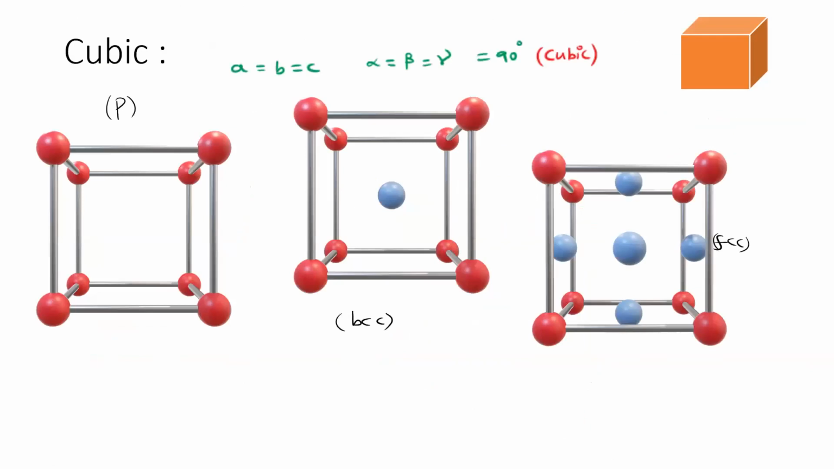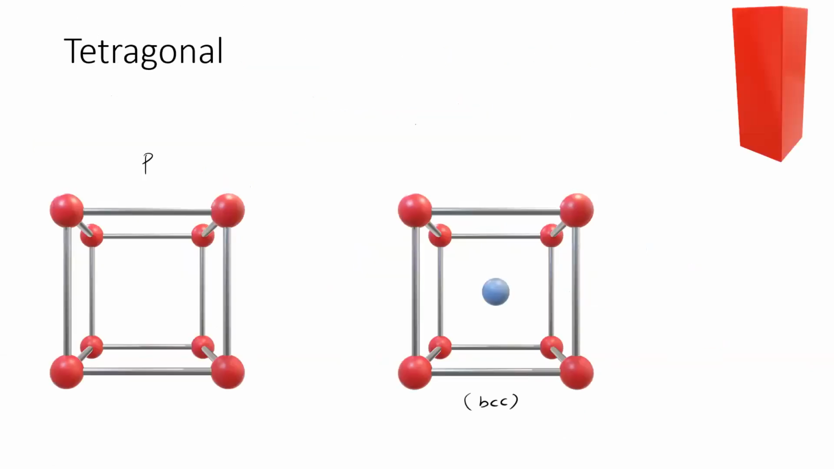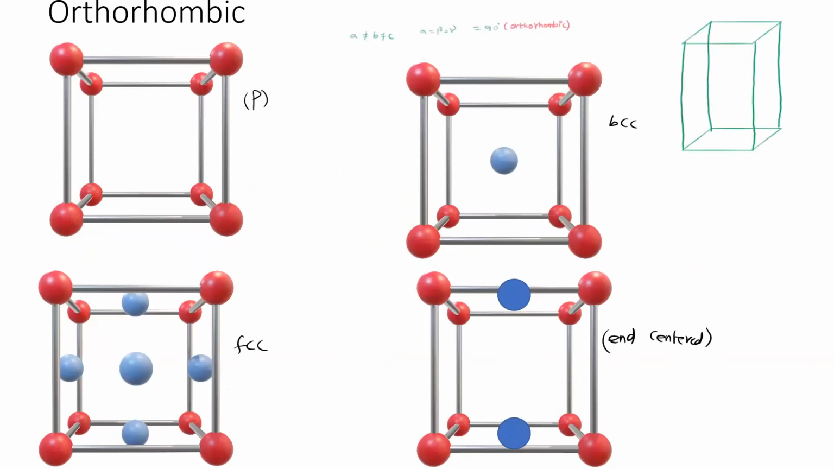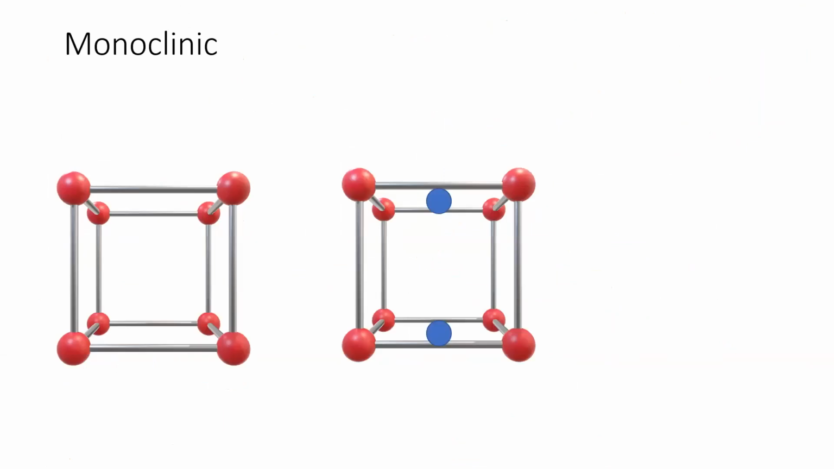Cubic unit cell, we have 3 categories: primitive, body centered, face centered. End centered is not possible. The arrangement is not like that. Only orthorhombic will have all the 4 possibilities. Then monoclinic, it will be like this, only primitive as well as end-centered unit cells.